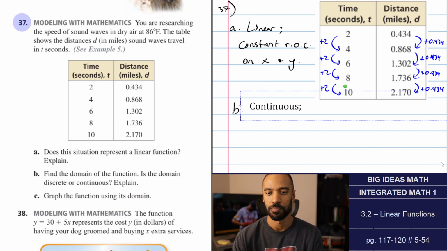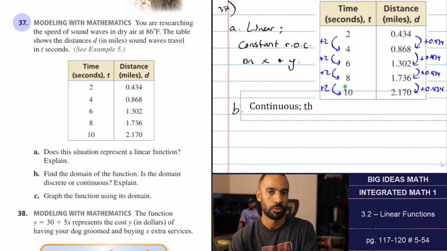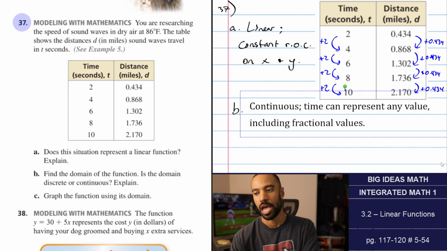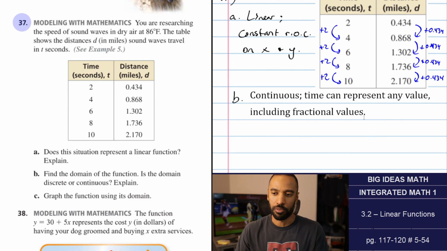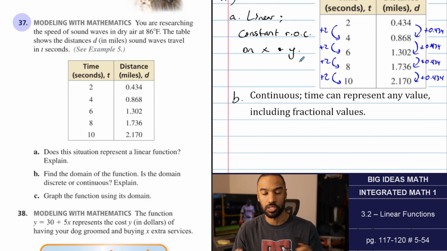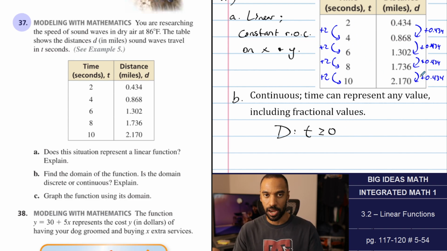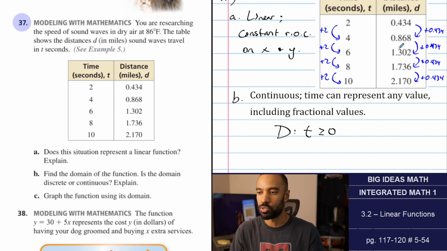This is continuous because time can be any value, including fractional values. Now that time isn't negative as far as we're not looking in reverse in time. So when it comes to the actual domain itself, positive numbers and 0. The domain here is time can be greater than or equal to 0. So despite the fact that we have some nice points there, they don't represent all the different times we can have.